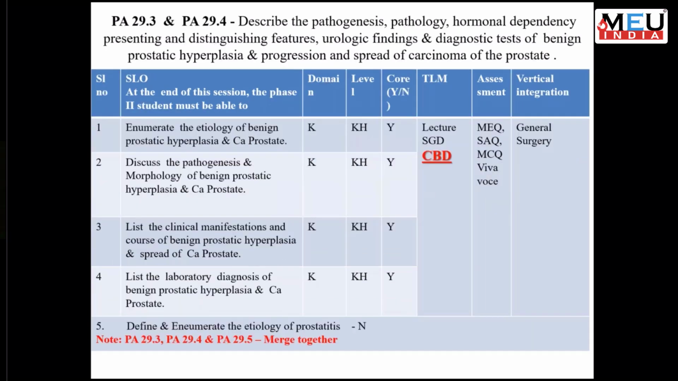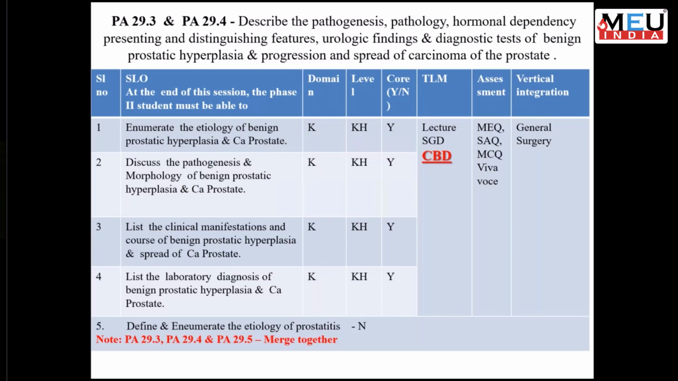Shall I proceed next? Pathology 29.3 and 29.4 I'm discussing together here. Describe the pathogenesis, pathology, hormonal dependency, presenting and distinguishing features, urological findings, and diagnostic tests for benign prostatic hyperplasia, and progression and spread of carcinoma of prostate.